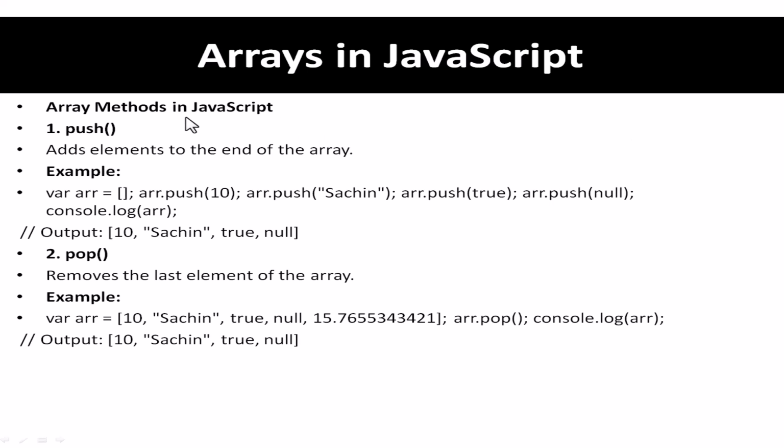Next, array methods in JavaScript. Here we have different methods. The first method is push. It means you are going to add an element inside the array.